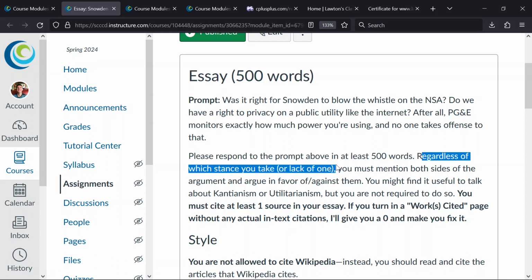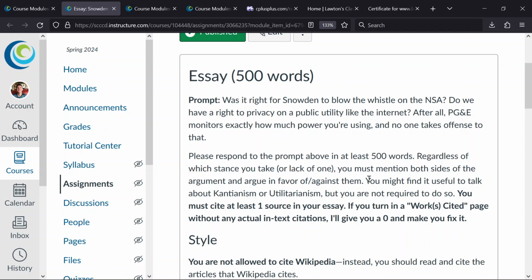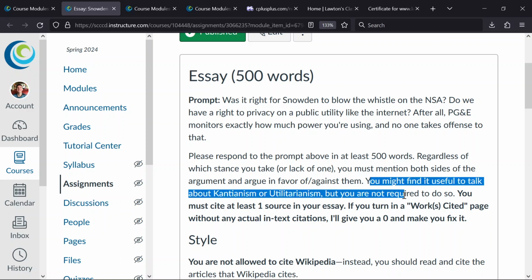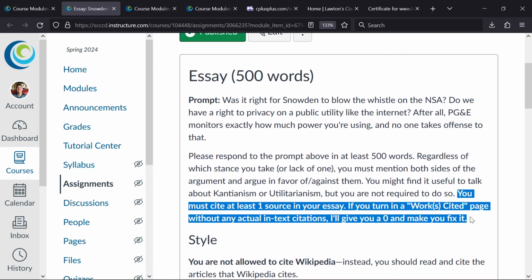Regardless of which stance you take, I don't care if you have a strong opinion, I don't care if you don't have an opinion, you have to mention both sides of that argument, like the people who are pro-Snowden, the people who are against Snowden, right? And use them to prop you up or bash them down, right? Use them as firepower in one way or another. You can talk about Kantianism or utilitarianism, but you don't have to. And you are also required to cite at least one source in your essay.